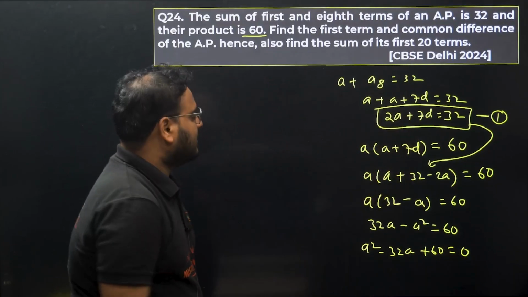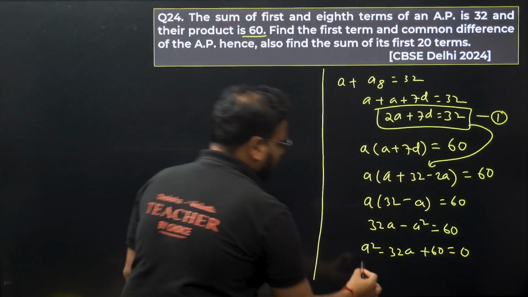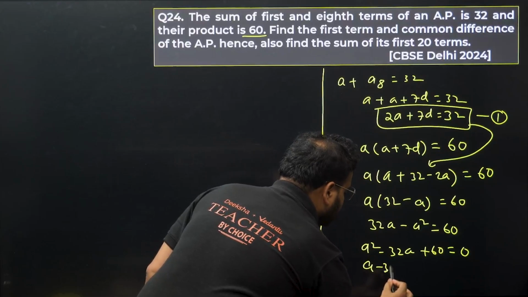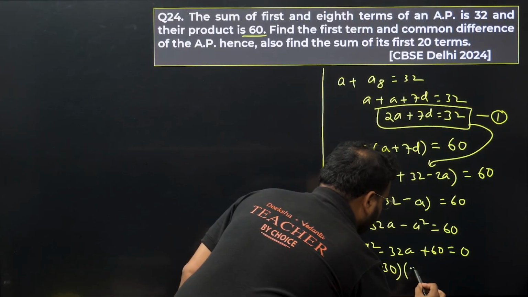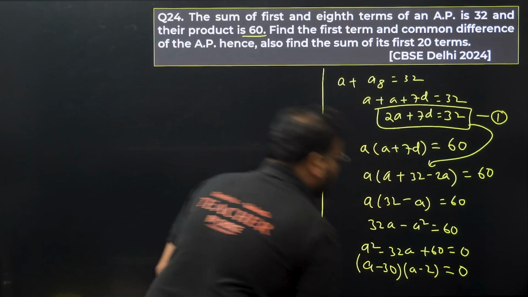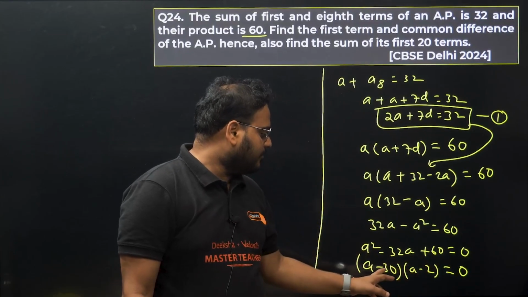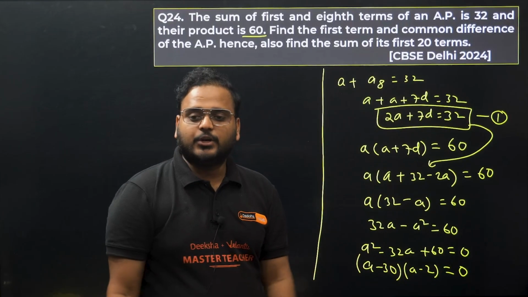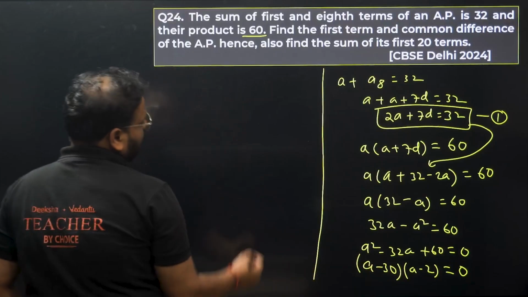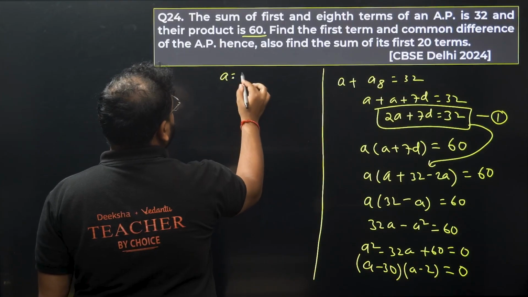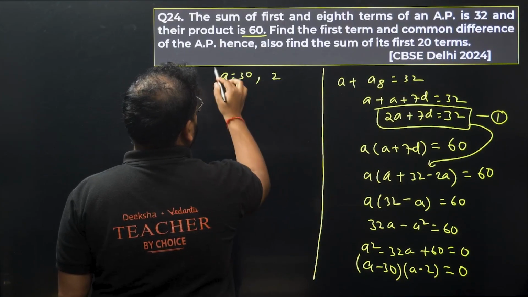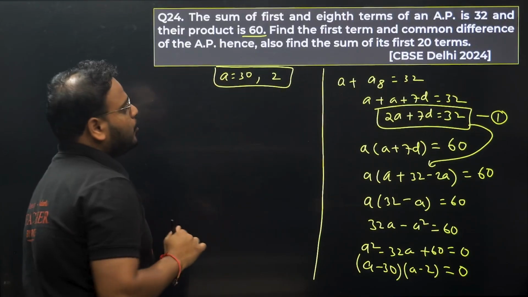Factors. Please check. I'll have the factors as (A minus 30) and (A minus 2) equal to 0. Cross check: 30 into 2 is 60, and we can get the sum, minus 30A and minus 2A, as minus 32A, and A into A is A square. So far I have the value of A as either 30 or 2. Either 30 or 2.